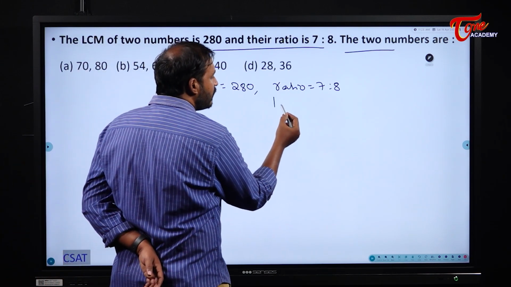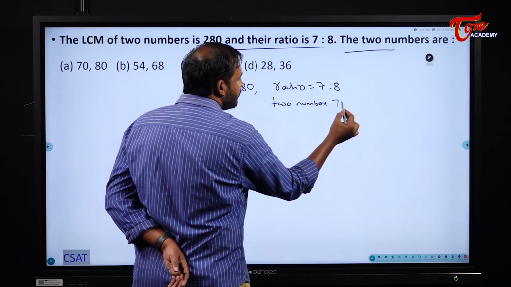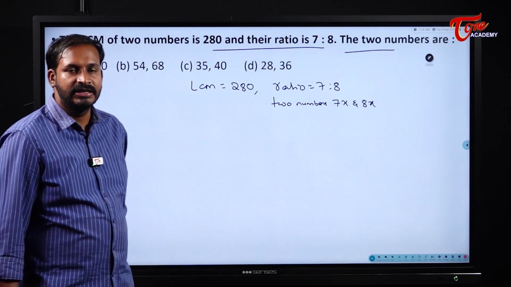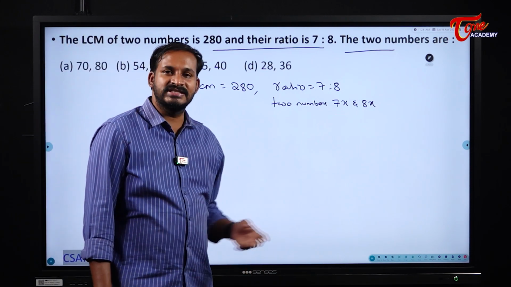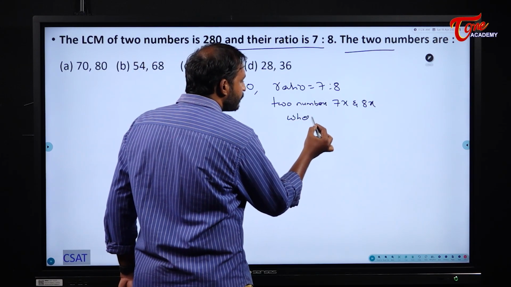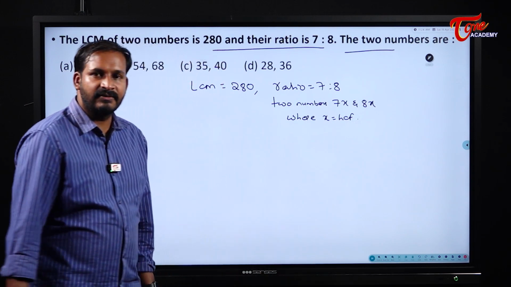Two numbers will become what? Now the two numbers will become 7x and 8x. Why? Because those two numbers are in the ratio of 7:8. Now, we already discussed what this x is. x is equal to HCF. x is nothing but their HCF.